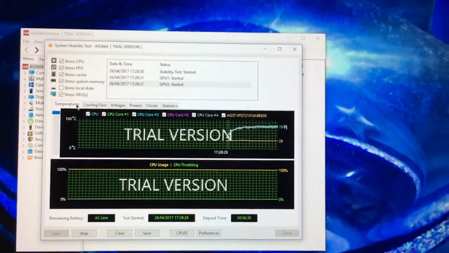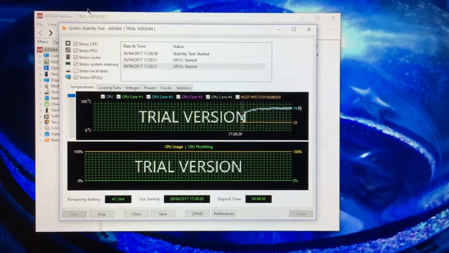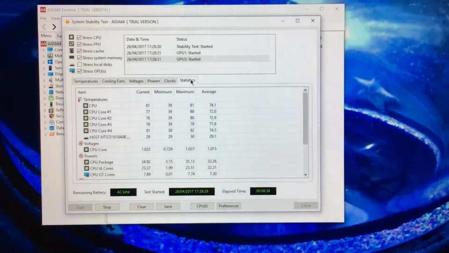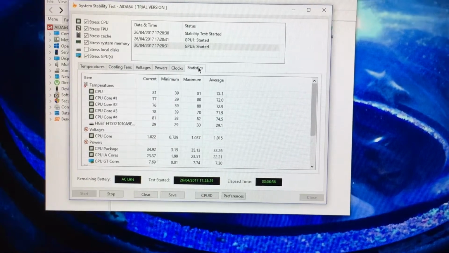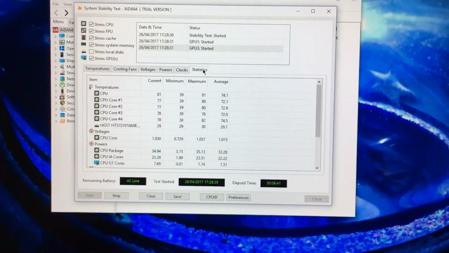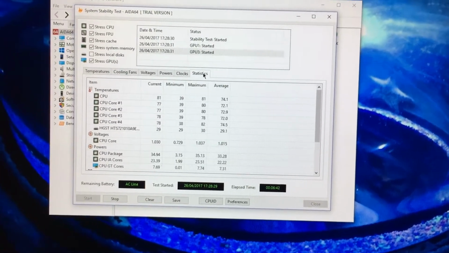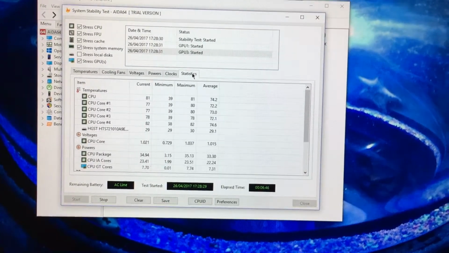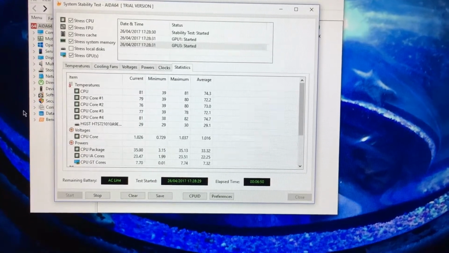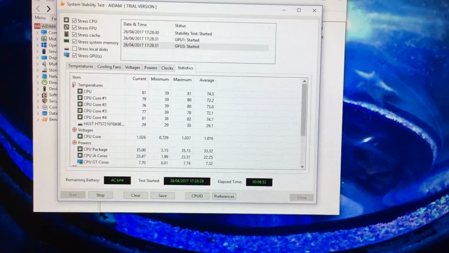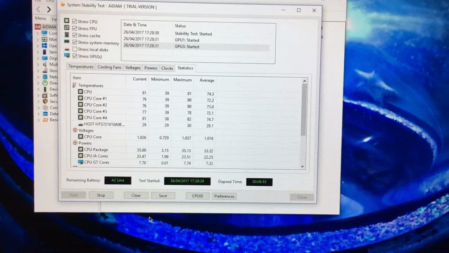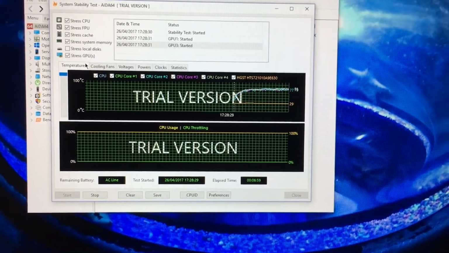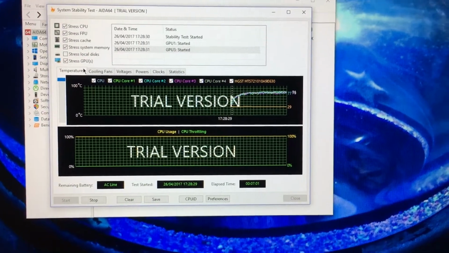Now, if you bear with me 1 second, I apologise for the shaking of the camera. So if we look, we're looking at 81 over the whole CPU with individual cores 77, 77, 78, 78. Ooh, core 4's just jumped up a little bit, but that is it. However, we're looking pretty decent at the moment. No signs of throttling or anything like that.